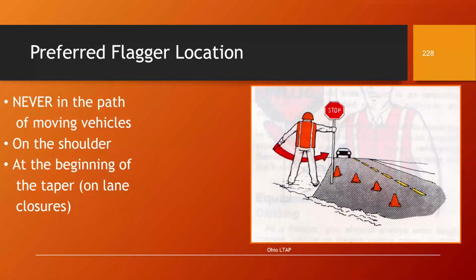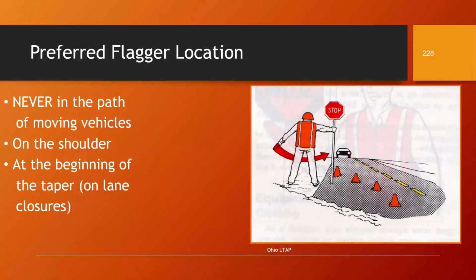So again, here's a picture of the preferred flagger location. And it says never in the path of moving vehicles. And I'll get into when we are allowed to do that. The only time you would be moving into the path of a stopped vehicle would be the only time you get out of that lane of traffic.